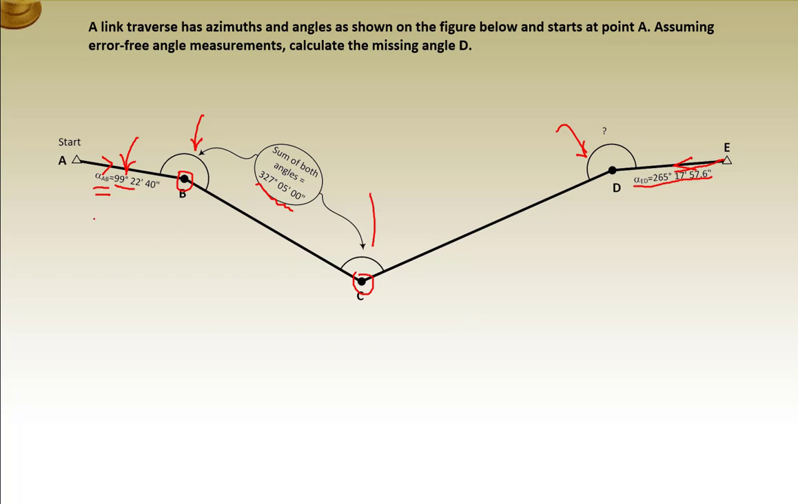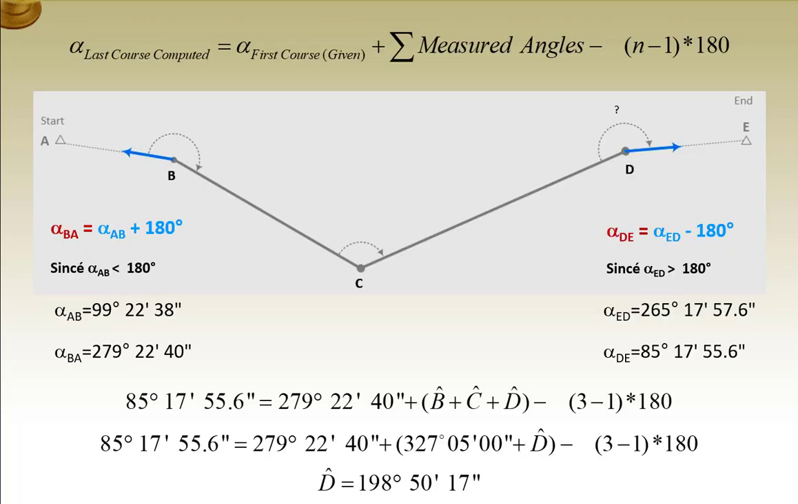So as if alpha AB is good, 327°05' is good, no misclosures, and alpha ED is good, no misclosures. How are we going to solve for this? We are given the azimuth of the first line, azimuth of the last line, and we have the angles inside. Two of them, we know their summation, and one of them, which is D, we need to evaluate its value.